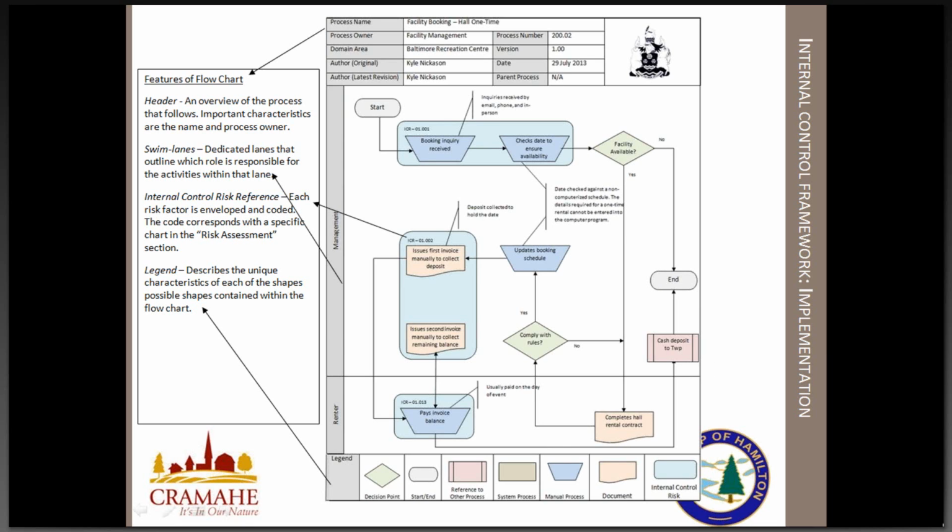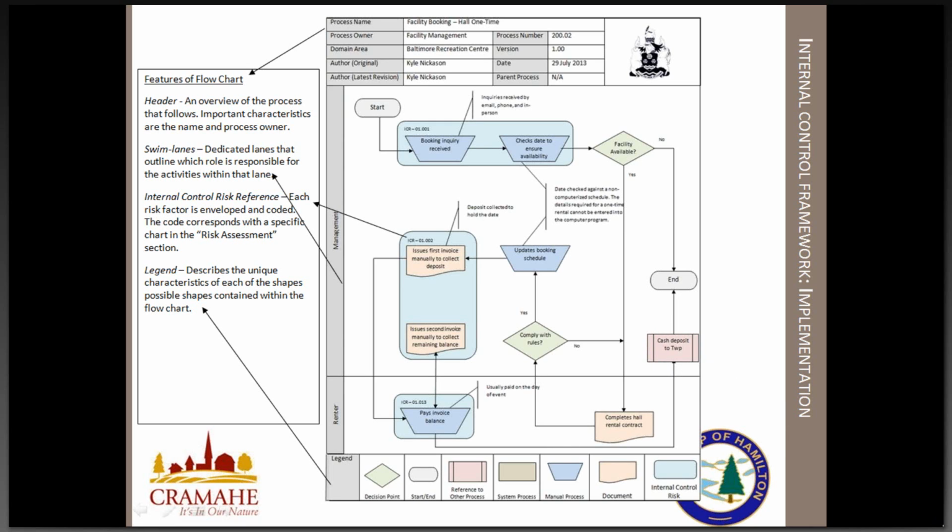Management will then check the form to make sure it's properly completed and that the user group complies with all appropriate rules. If not, there's kind of a loop here until the user group will complete the form properly and agree to all of the rules. Which leads us to the next step in the process, which is to update the booking schedule, collect a deposit, and on the day of the actual event, the remainder of the invoice will be paid, and then that cash will be eventually deposited to the township office.